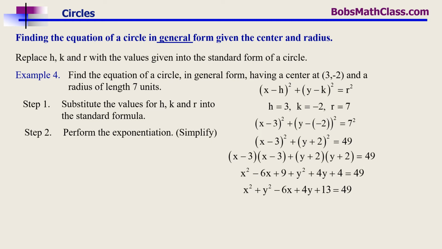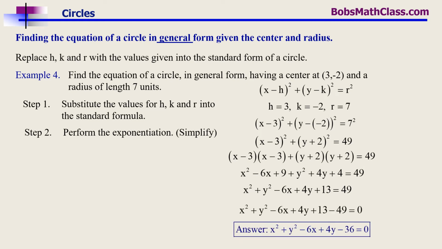One last step. We've got to bring the 49 over to the left-hand side. So subtract 49 on both sides. And then work that out. X squared plus y squared minus 6x plus 4y minus 36 equals 0.